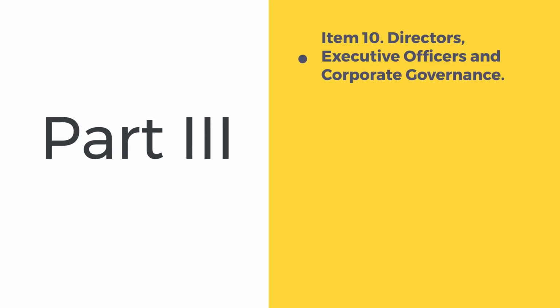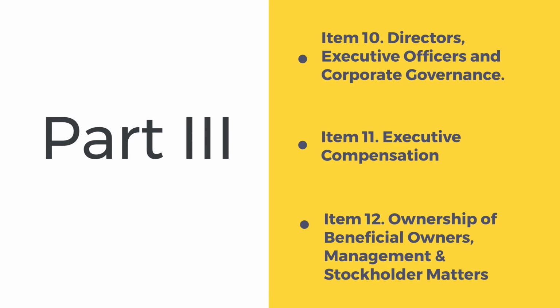So item 10 has a list of executives of a company, such as the directors or the members of the board, and their past and current professional affiliations. And additionally, the section discusses corporate governance policies that are used to ensure effective checks and balances between the board of directors and its executive officers. Item 11 is executive compensation, but you can also find a detailed version in the 14A proxy filing, which I tend to look at. Item 12 is ownership of beneficial owners, management, and stockholder matters.